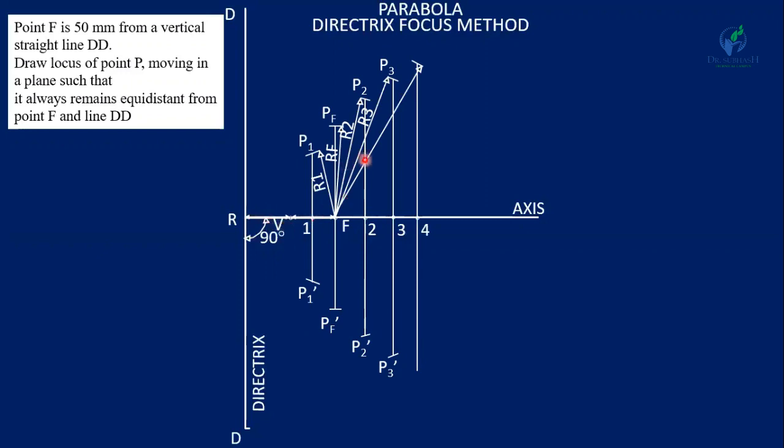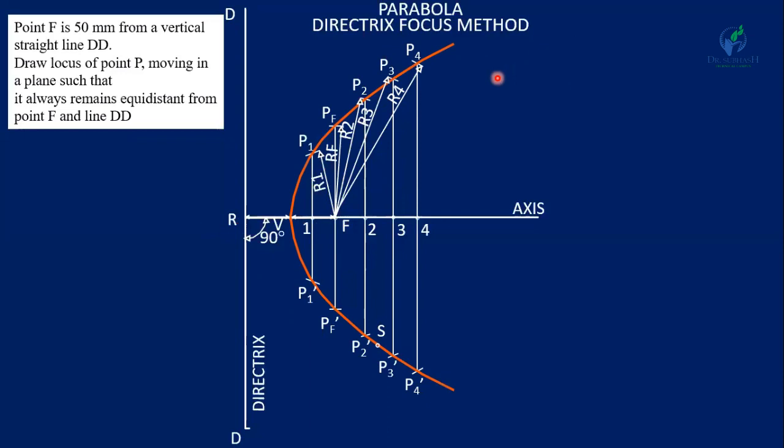So you have to change the radius, but the center F remains the same. With radius R2, you will get the point P2. With radius R3, you will get the point P3, and with radius R4, you will get the points P4 and P4 dash. Now join all these points by a smooth curve. So this curve is known as the parabola.